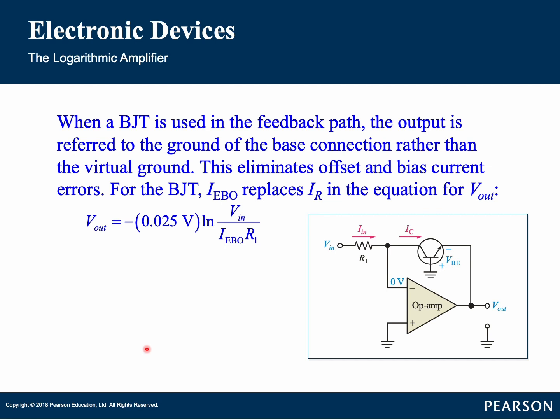Now let's change the diode with a BJT. When a BJT is used in the feedback path, the output is referred to the ground of the base connection rather than the virtual ground. This eliminates offset and bias current error. For the BJT, the IEBO will replace IR in the equation for Vout, where Vout is equal to negative 0.025 volt times ln of Vin over IEBO times R1.